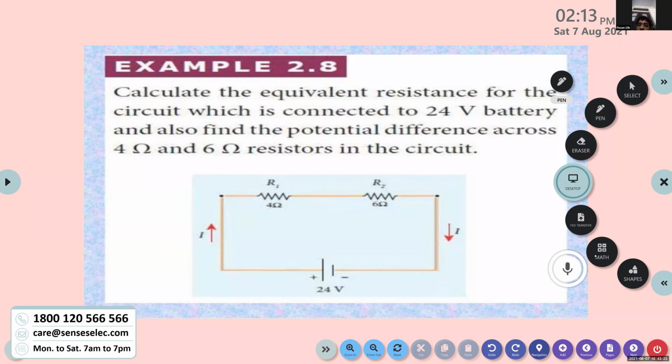Okay, now all of you please copy down this question. Can you identify which combination of resistors is there? Can you identify the combination of resistors here? Is it series or parallel? Fizan, you must answer this question. Identify the combination of resistors.